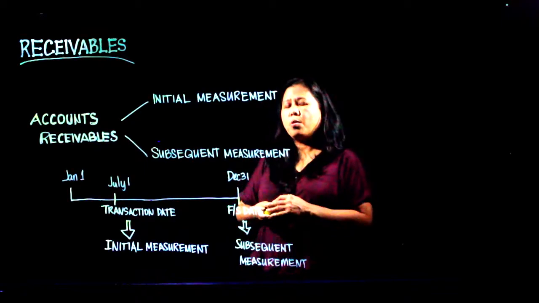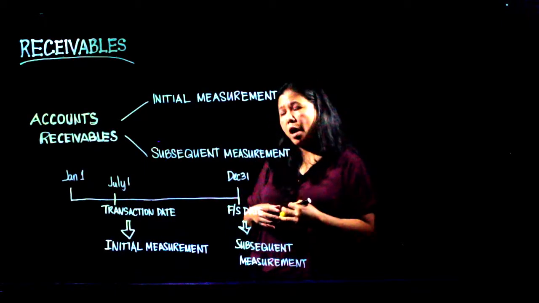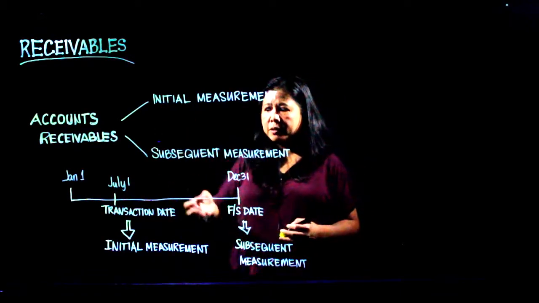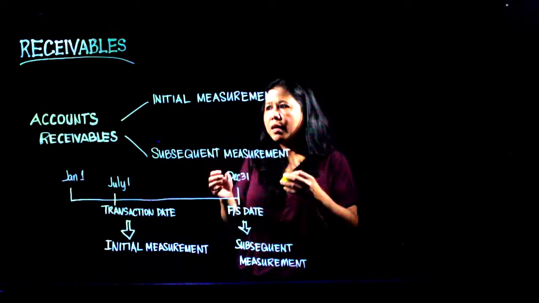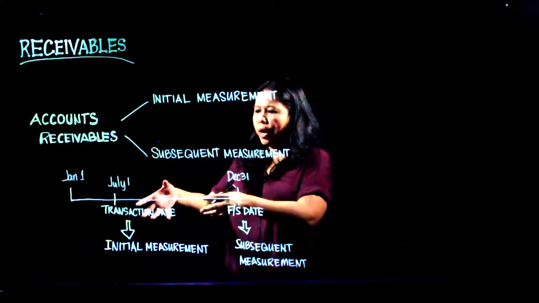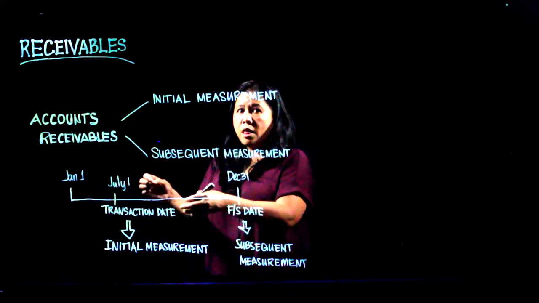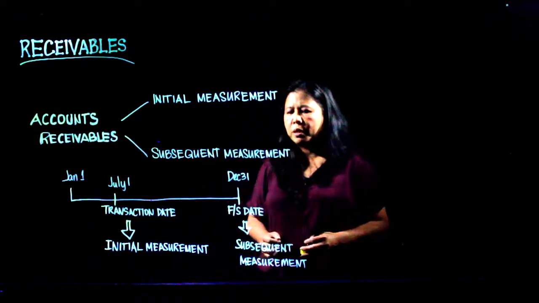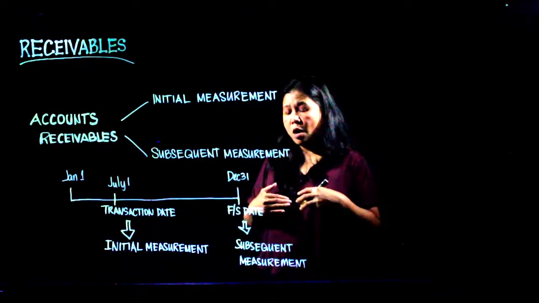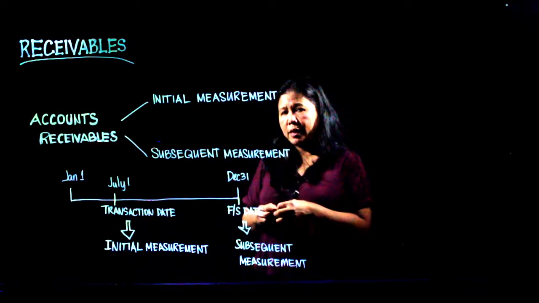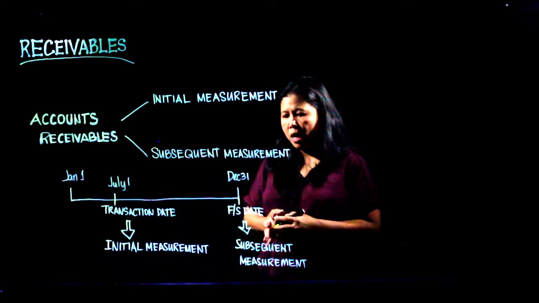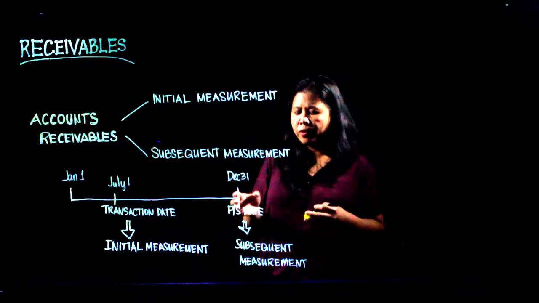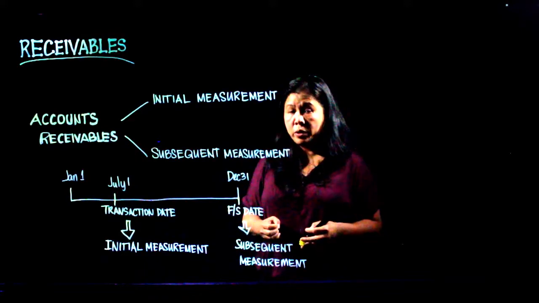All right. We measure our accounts receivable in two different ways, the initial measurement and the subsequent measurement. The initial measurement is when the transaction occurs, on the transaction date. And when the accountant prepares the financial statements of the company on the financial statement date, which is December 31st, that is your subsequent measurement.